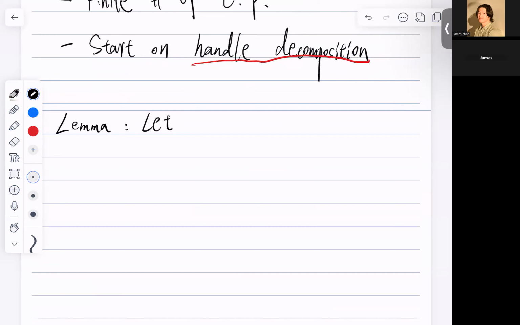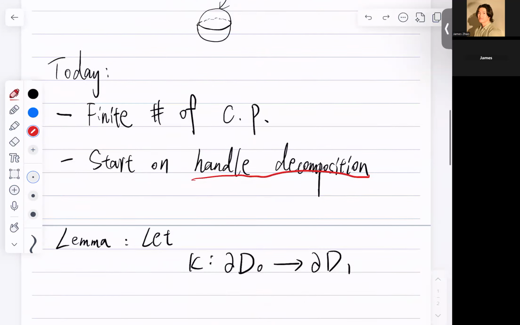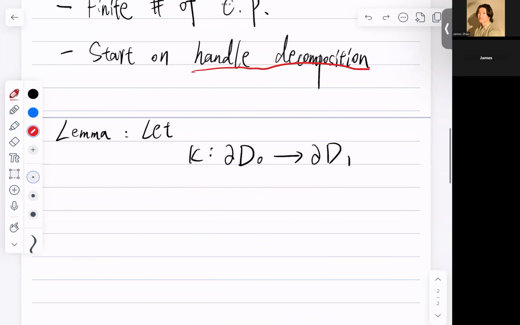Lemma, let K be a map from the boundary of D0 to the boundary of D1. So, for instance, if we look at this, right? If we say this is D0, this is D1, the boundary is the red part, and we have a map that maps from this red part to this red part. That's our map K. Does that make sense? Great. Okay, so this is our map.